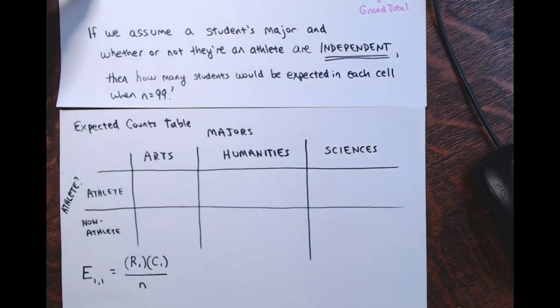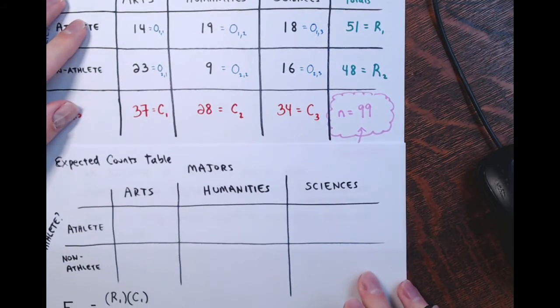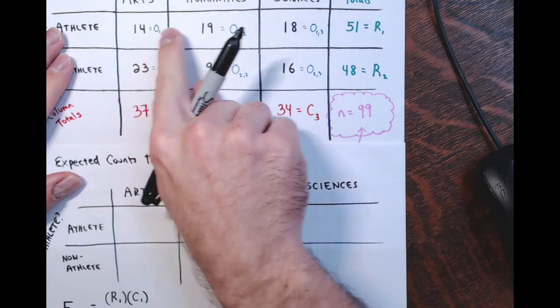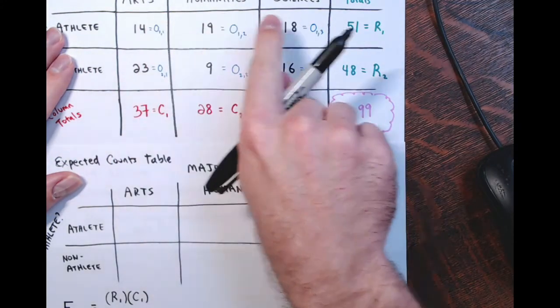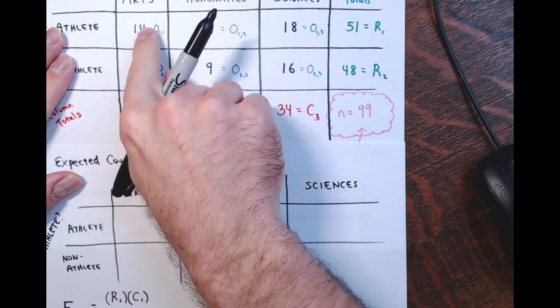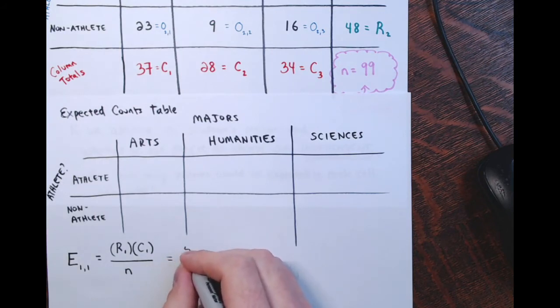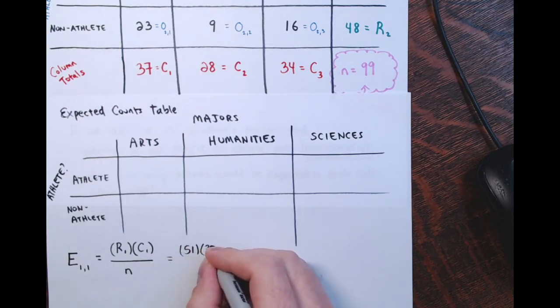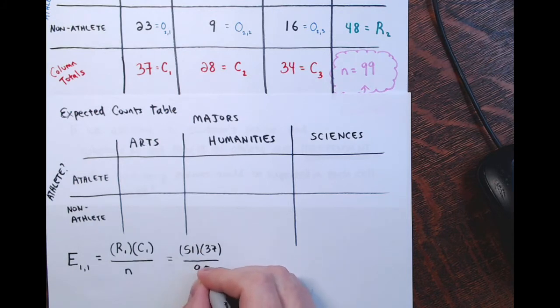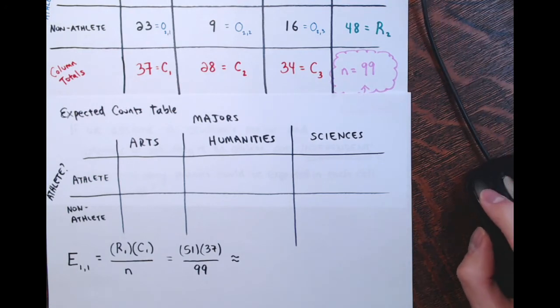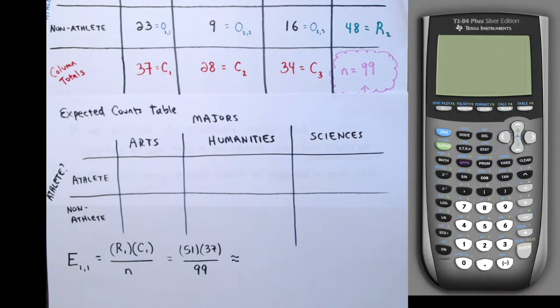All right, so going back to my observed table, the row totals and column totals, this would be 51, the first row total, times 37, the first column total, divided by 99. Right. So this is 51 times 37 divided by 99. And I'm going to enter this into a calculator. This won't be a whole number. So let me pull a calculator up. And let's do this. Right, so we have 51 times 37 divided by 99.